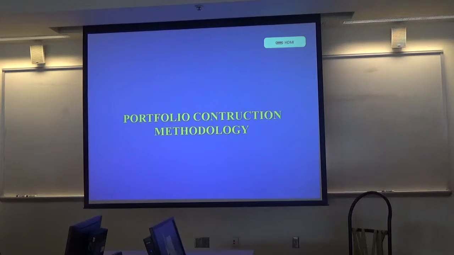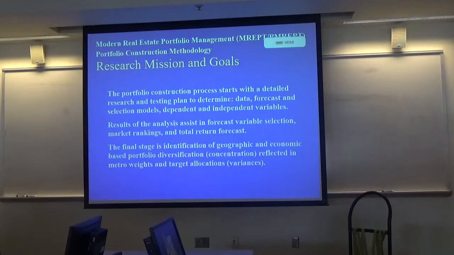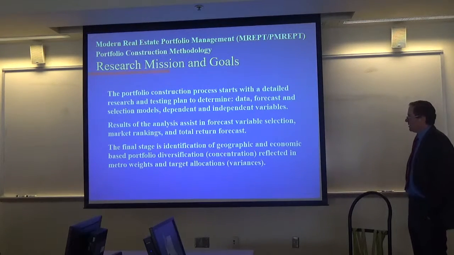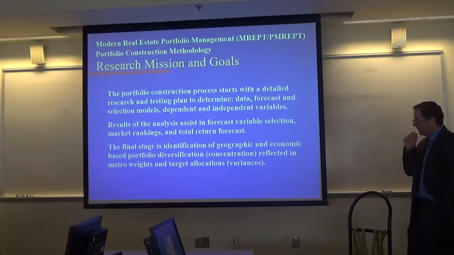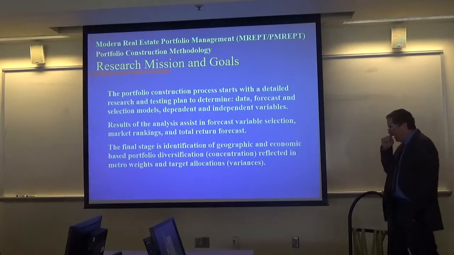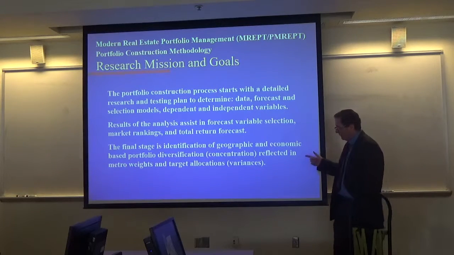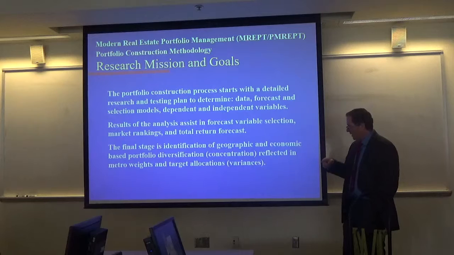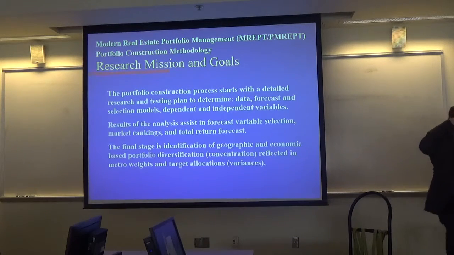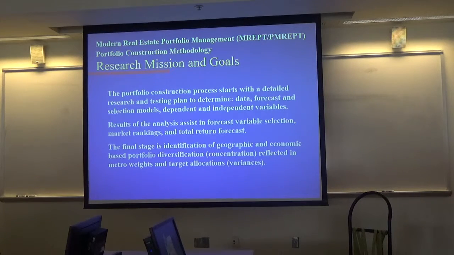So now we're going to build a portfolio. So what's the goal? The portfolio construction process starts with a detailed research and testing plan to determine data, forecast, selection models, dependent and independent variables. Results of the analysis assist in forecast variable selection, market rankings, and total return forecast. The final stage is identification of geographic and economic-based portfolio diversification or concentration reflected in the metro weights and target allocations. Did we actually go through that?